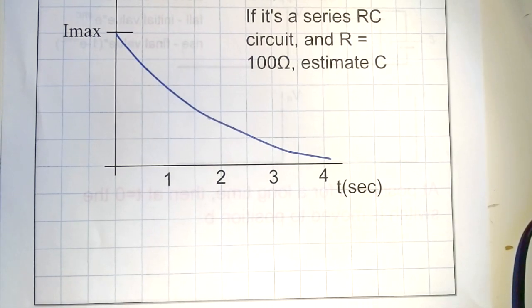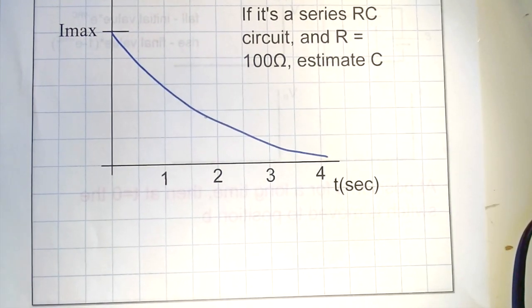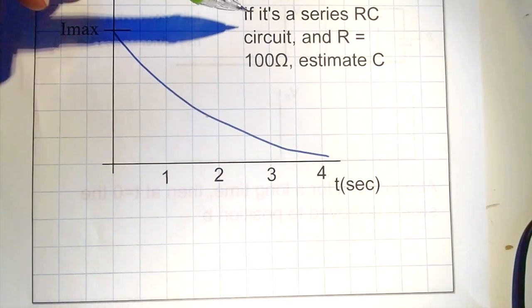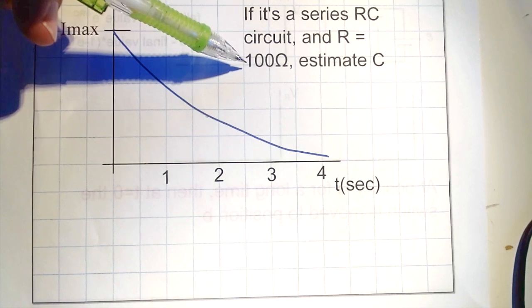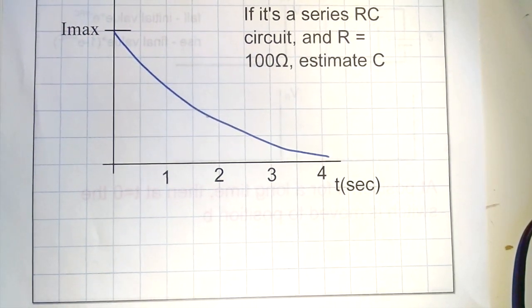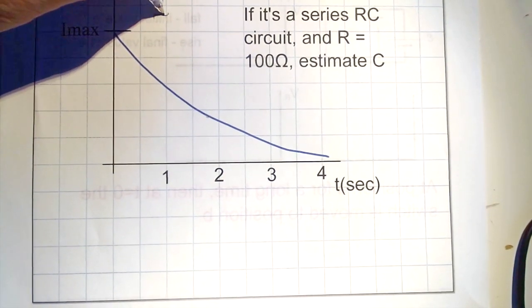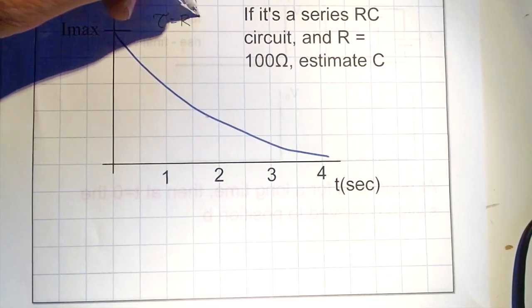I'm going to do a few problems, but I'm going to do them a little faster than I have been doing them just so you can see how these processes work. Okay, here we have a series RC circuit, and R is 100 ohms. Estimate C. So really what we're trying to do is find that time constant, RC.